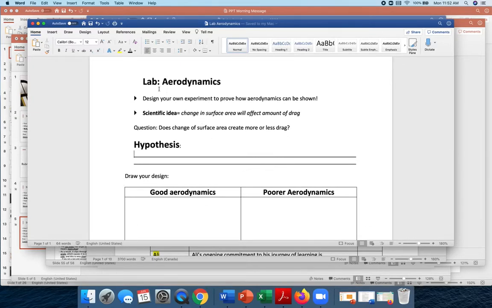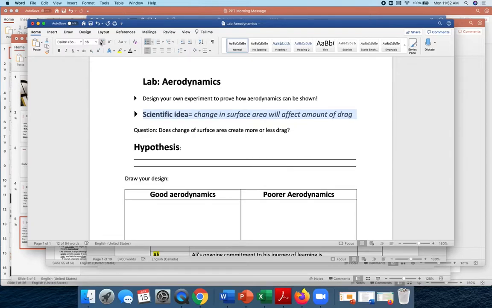Okay. So the lab is aerodynamics. Design your own experiment to prove how aerodynamics can be shown. The scientific idea is how the change in surface area will affect the amount of drag. So that's our main thinking question, or topic, that we're thinking about.